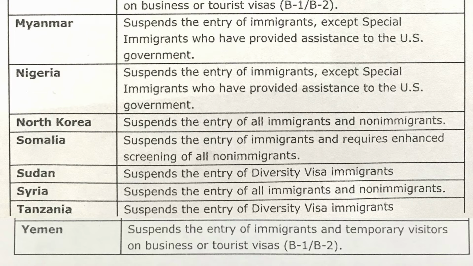Somalia suspends the entry of immigrants and requires enhanced screening of all non-immigrants. And again, Somalia is on high alert because of Al-Shabaab and all these terrorist groups there as well. Sudan: the ban suspends the entry of diversity visa immigrants. Those people that won the lottery are not able to come in. Tanzania suspends the entry of diversity visa immigrants. Same thing, just like Sudan. And Yemen suspends the entry of immigrants and temporary visitors on B1 and B2 visas. So Yemen also has a generally large ban.